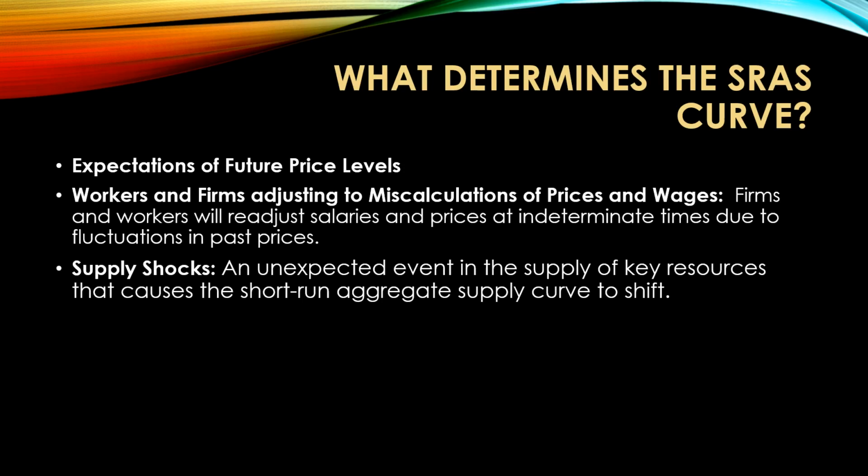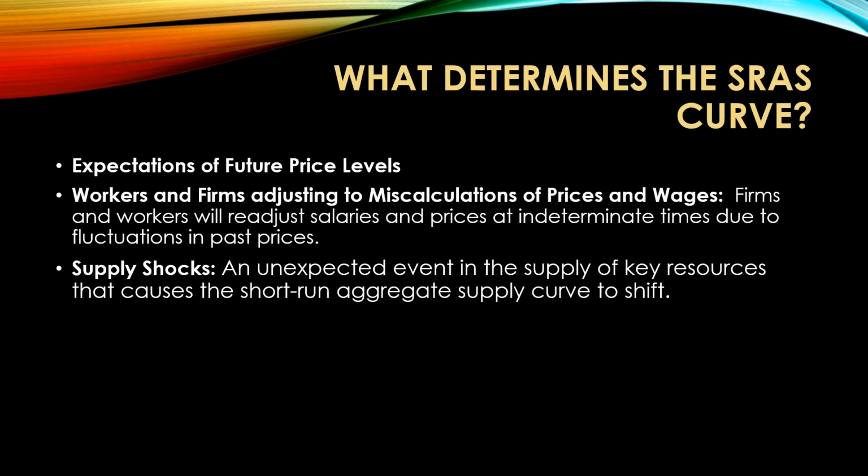Now, what determines the short-run aggregate supply curve? These are three variables that uniquely affect short-run aggregate supply, because we're operating under those sticky prices and sticky wages assumptions. And if you're operating under those assumptions, you're going to have the upward sloping supply curve instead of a vertical supply curve. The long-run aggregate supply curve variables will affect short-run aggregate supply, but not the other way around. These short-run aggregate supply curve variables will not affect long-run aggregate supply.